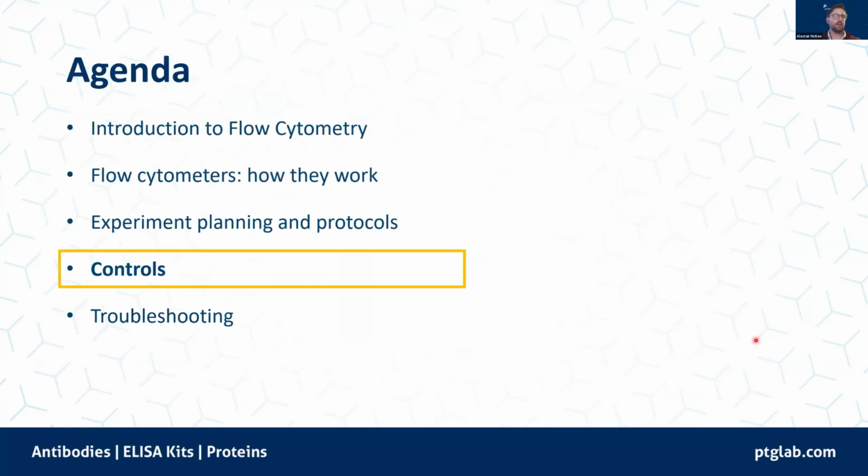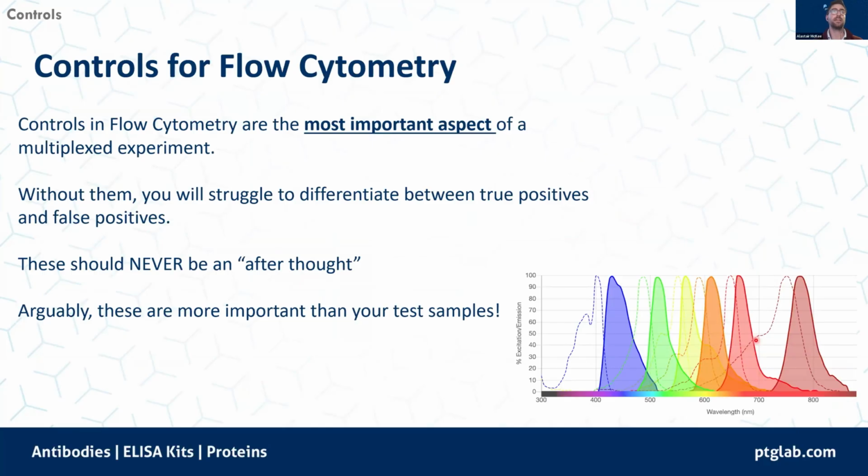Great, so we're making good progress through our agenda, moving on to flow cytometry controls. Now, this really is an area I can't stress enough. We want to spend some time considering and making sure that we're building the right controls into our experiment. I'd argue that in many experiments, particularly if you're using large antibody panels, this might be the most important aspect of a multiplexed experiment.